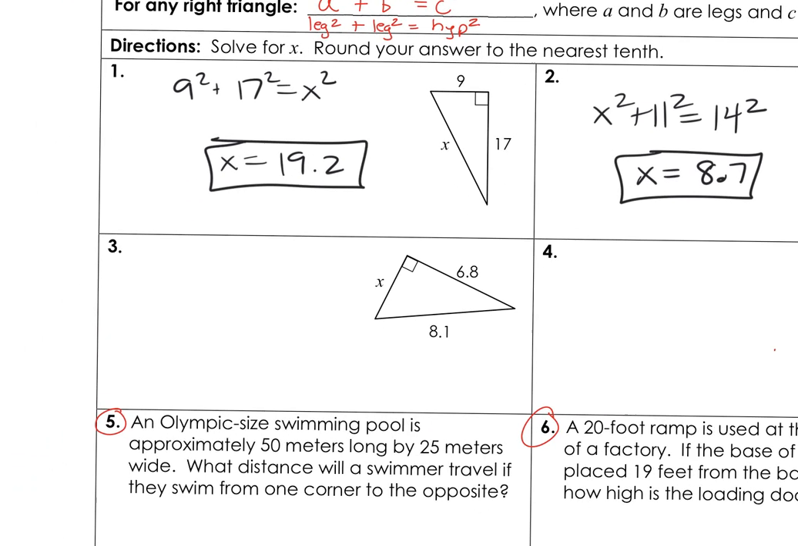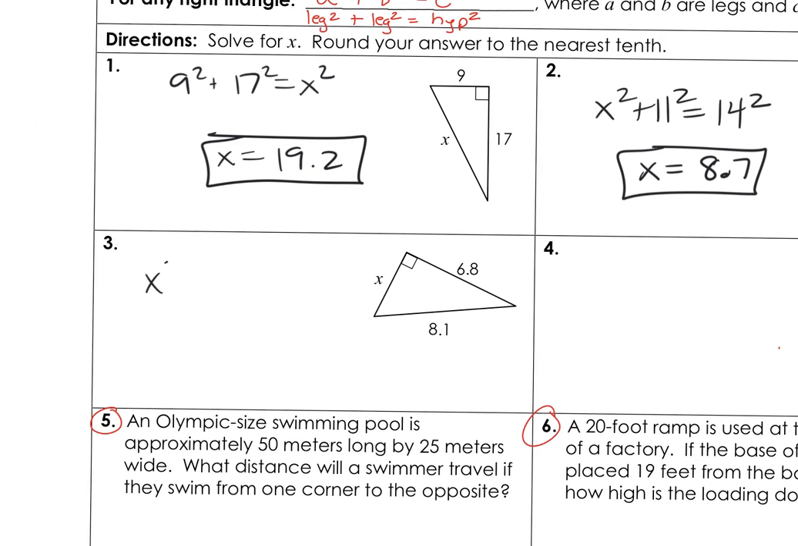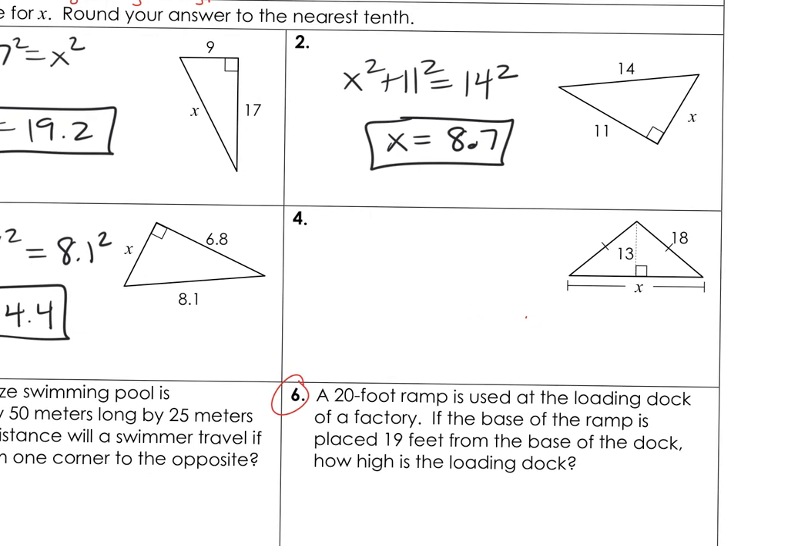Okay, as we go to number 3, leg squared plus other leg squared equals hypotenuse squared. Izzy, did you get an answer for this guy? X equals 4.4. Thank you. And on my last one, number 4 over here.